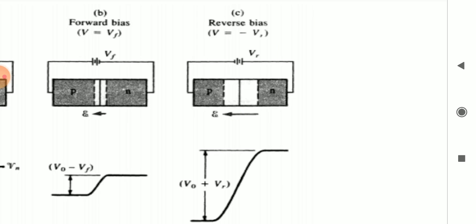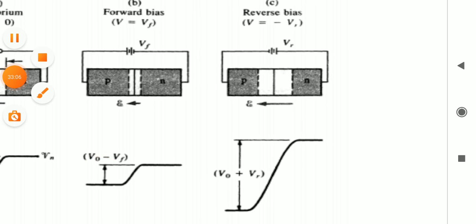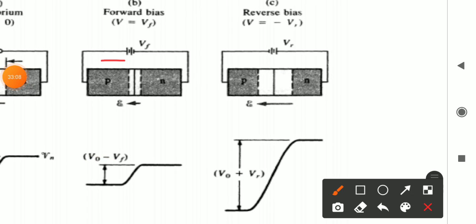Now what happens to the depletion region? Here the electric field is from positive to negative. Here the electric field will be in this way. So both are in the same direction. That's why the depletion region is more. Here the depletion region is less. Here the depletion region is more. Barrier height is V0 plus VR.